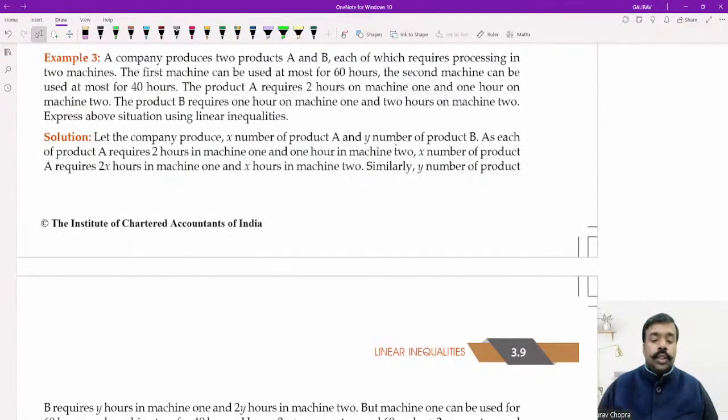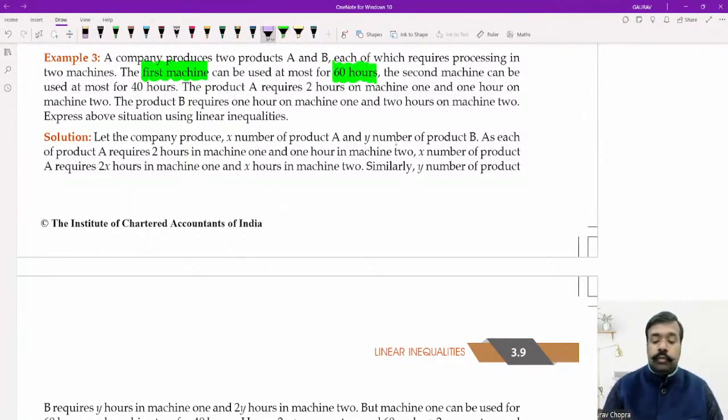A company produces two products, A and B, each of which requires processing in two machines. So it's a similar question so far. The first machine can be used at most 60 hours. This is for the first machine. So where is the limitation? What is the limit on the first machine? We can use up to 60 hours.